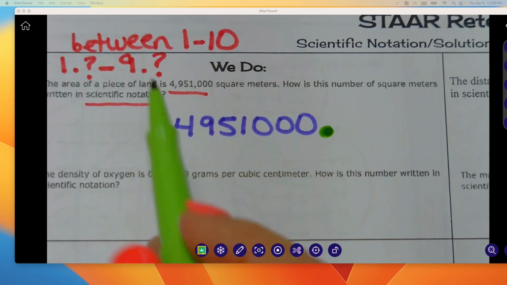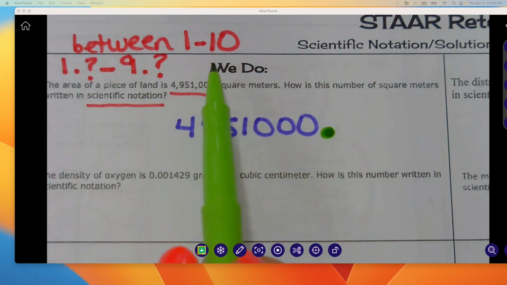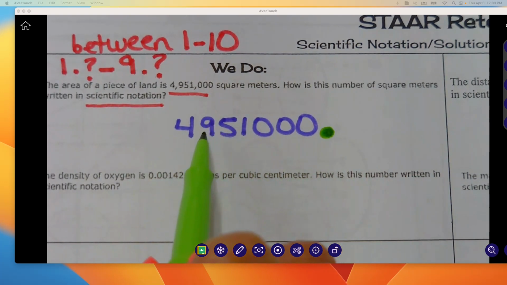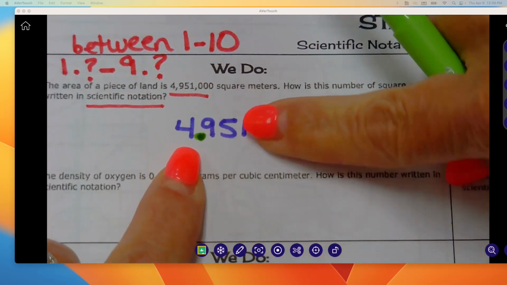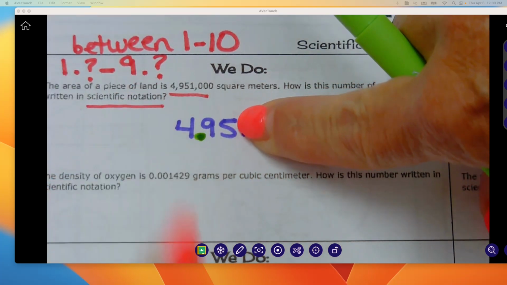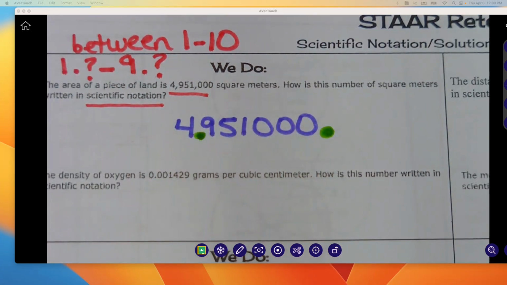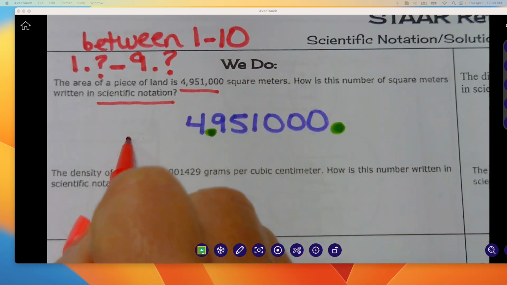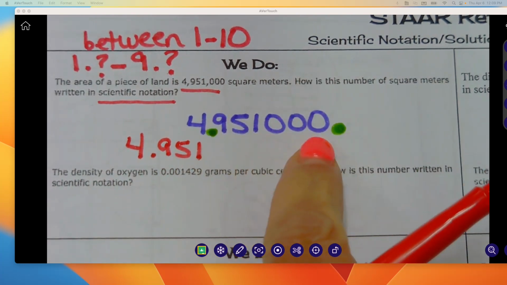Okay, our new decimal point is going to be between 1 and 9, or I'm sorry, between 1 and 10. Okay, so if I would move this decimal point, I need to make sure there's only one number in front of the decimal point. Okay, so I'm going to put it right here, because if I cover everything else up, it is 4.9. Okay, that number is between 1 and 10. So here's my original decimal point. Here's my new decimal point. So I'm going to rewrite the number using the decimal point. So I have 4.951. I'm going to leave out those zeros.